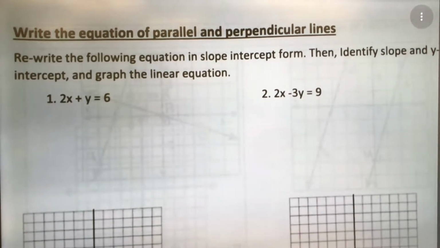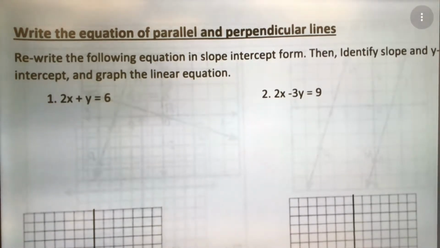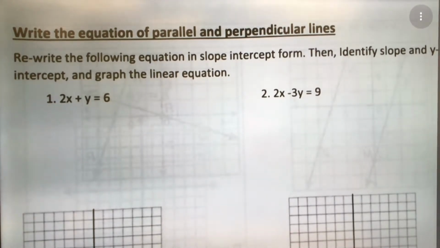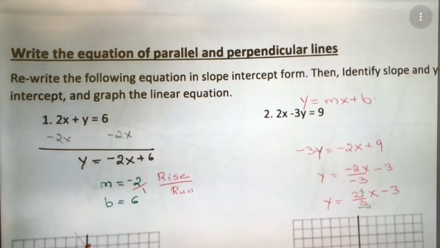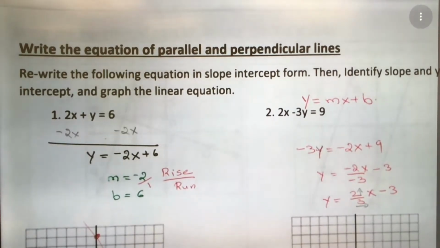So let me explain how to do this problem. The question is asking to write the equation in slope-intercept form, that is y is equal to mx plus b, identify the slope and y-intercept, and then draw the graph of the equations. If you have done that question, you can see the answer here. You can compare this one.